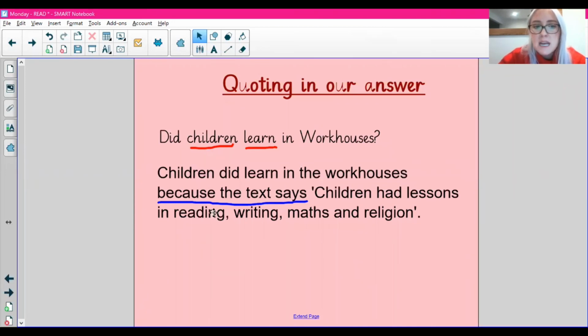So this would be a top answer, the purple success criteria, because you've skimmed and scanned, for starters, and you've found your evidence and you've used a quote in your answer. So that would be a super, super answer.